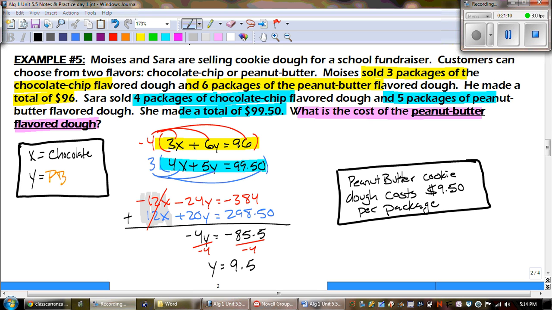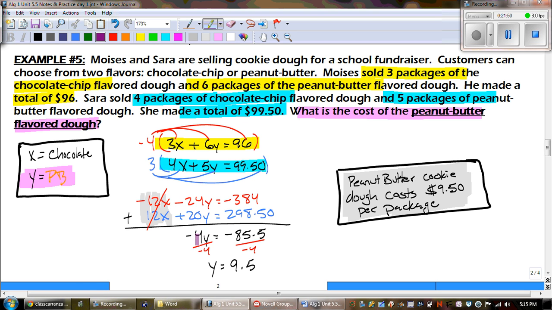Okay, and there's all of my work and my final answer. Now, you might have wanted to cancel something else, but I decided to cancel my X's. Because what was the question asking for? Yeah, they're asking for the peanut butter. So if I cancel the X's, the Y's by itself, and I know what Y equals. Okay. So for this equation to cancel the X's, I had to multiply the top equation by -4 and the bottom equation by 3. And you can kind of see all of my work right here.